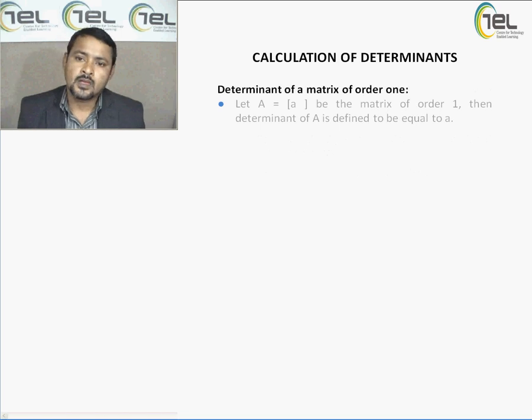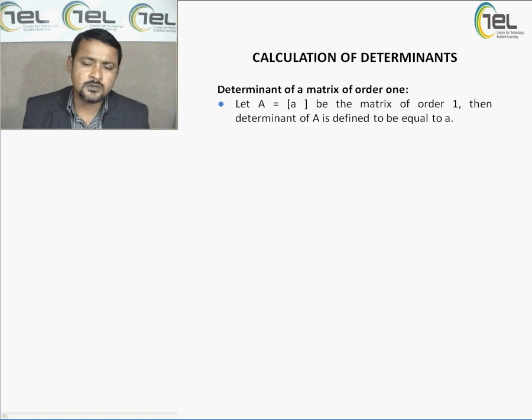If matrix A consists of one number only, so the order of the matrix is 1, then the determinant of that matrix is said to be that number itself. So if the matrix A consists of number A, then the determinant of that matrix is known as number A only.